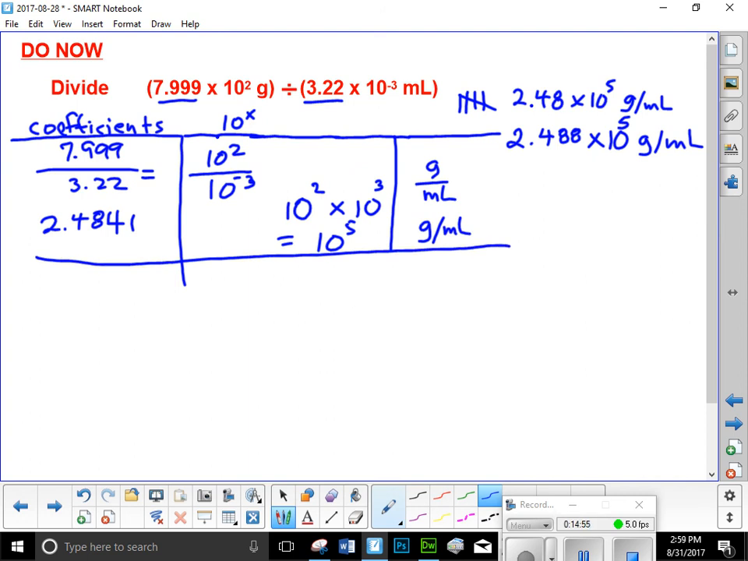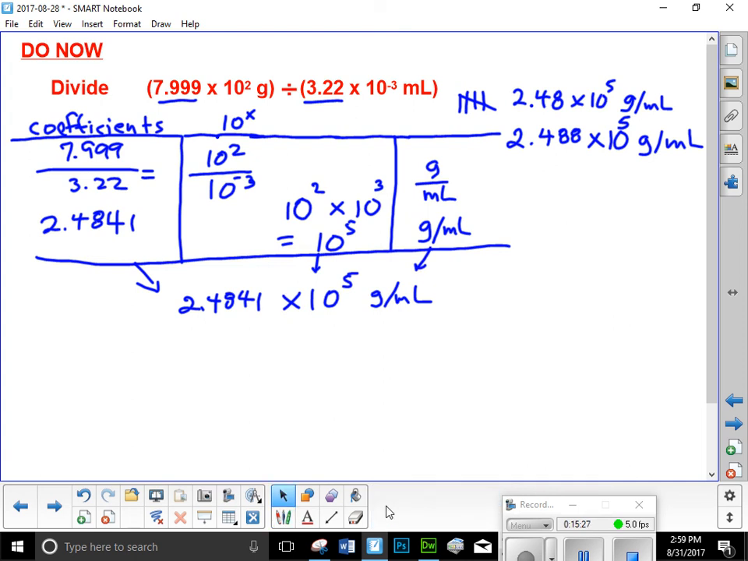Let's get this out of my hand. Where's my eraser? Okay. Now I'm going to bring down from here the 2.4841 times the 10 to the 5th, and this is grams per mil. So we got our power of 10 from here, and we get our grams per mil from here. First off, we're already in scientific notation, aren't we? This is our decimal. Now we have to get our sigfigs right.